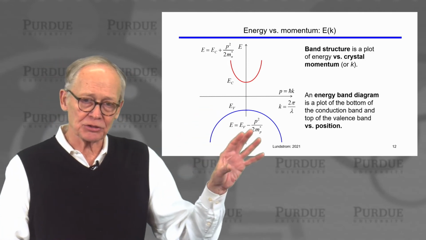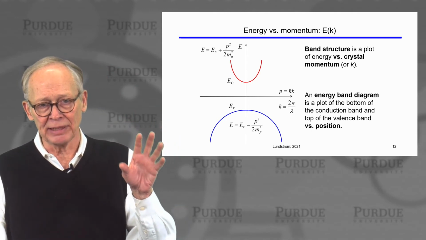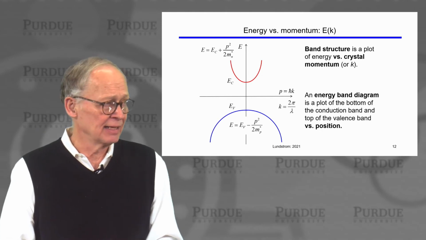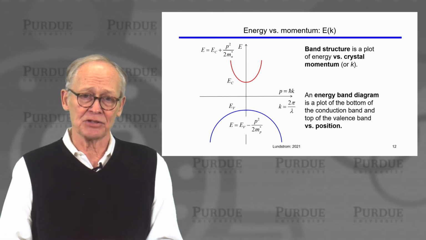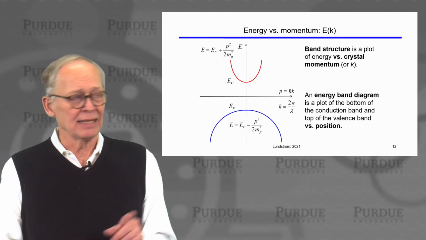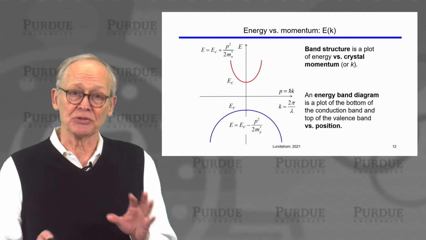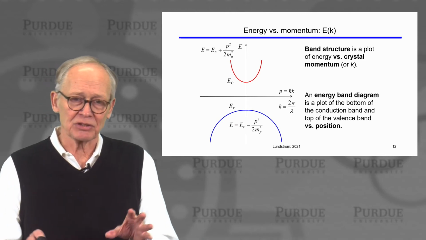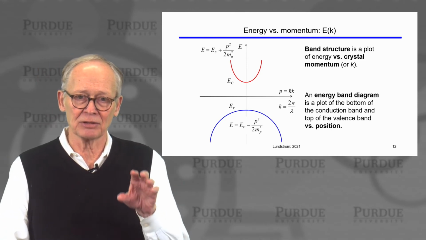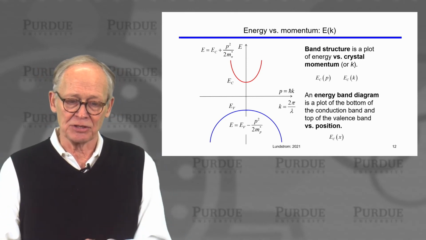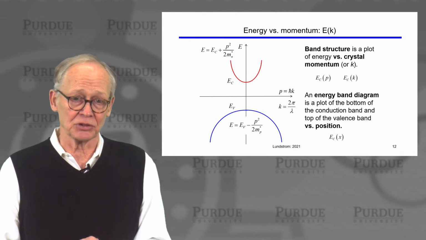So the band structure, when we say band structure, we're talking about the relation between energy and crystal momentum, or energy and wave vector k. We will also be talking frequently about energy band diagrams. When we talk about energy band diagrams, we're talking about a plot of the minimum of the conduction band and the maximum of the valence band versus position, not versus momentum. So be sure you understand the difference between a band structure plot, energy versus momentum, E versus k, and an energy band plot, which is bottom of the conduction band or top of the valence band versus position.